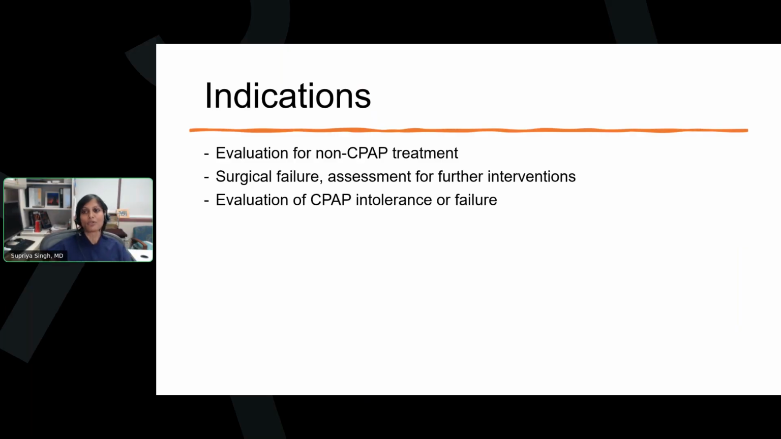So there's intolerance or failure. This is where we utilize the DISE. We go in real time and figure out, with the CPAP running, which area is not moving.